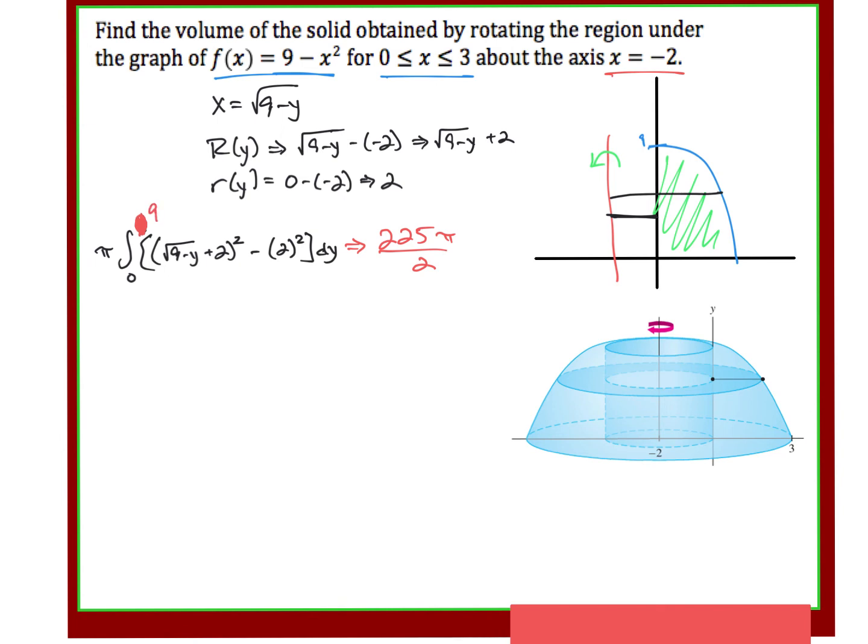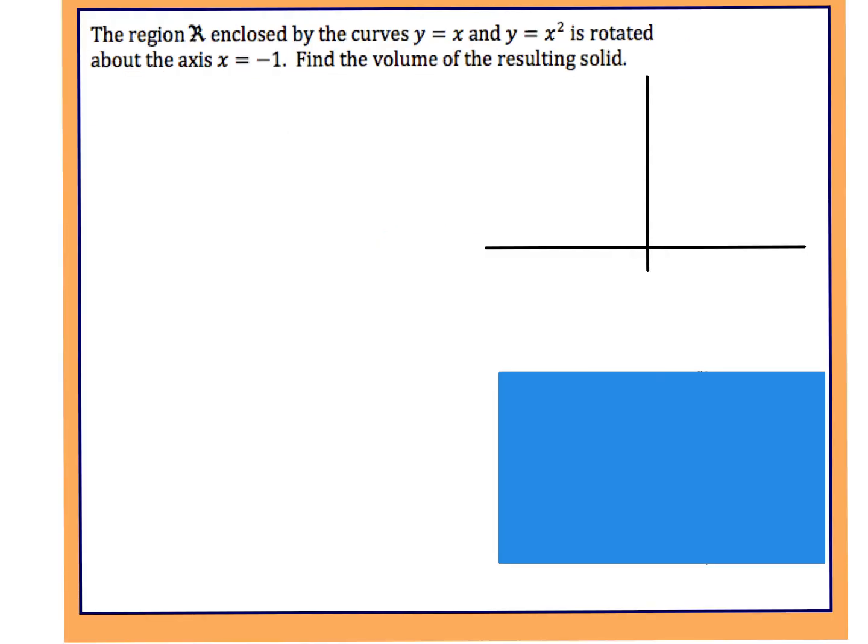All right, Josiah's reading. The region R enclosed by the curves y equals x and y equals x squared is rotated about the axis x equals -1. Find the volume of the resulting solid. All right, let's do it.